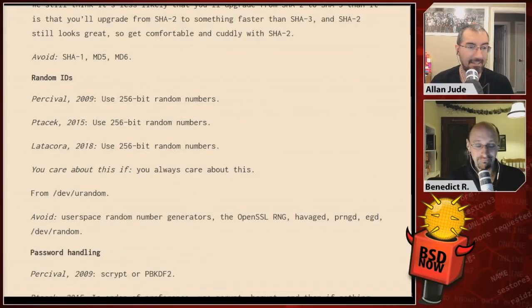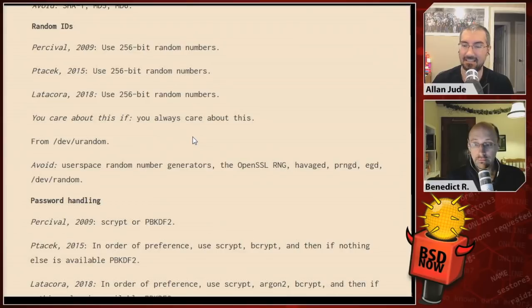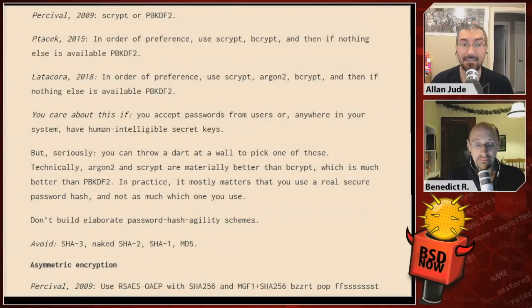And then if you need to come up with a random number, a random ID, Colin's advice from 2009 of use a 256-bit random number is still good. Yeah, I'll confirm that and still agree. If you need to hash passwords, in 2009, Colin predictably said use scrypt, which is the key derivation function that Colin wrote, or failing that, use pbkdf2.